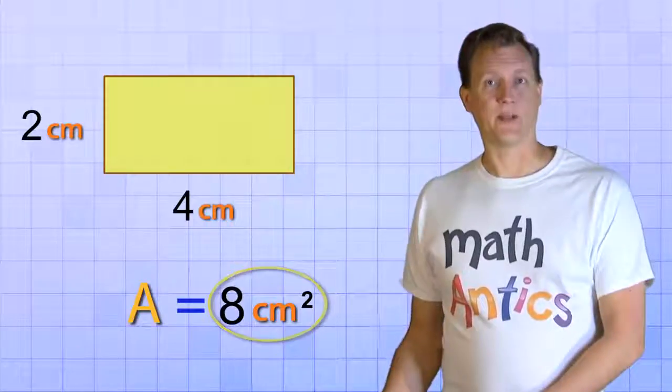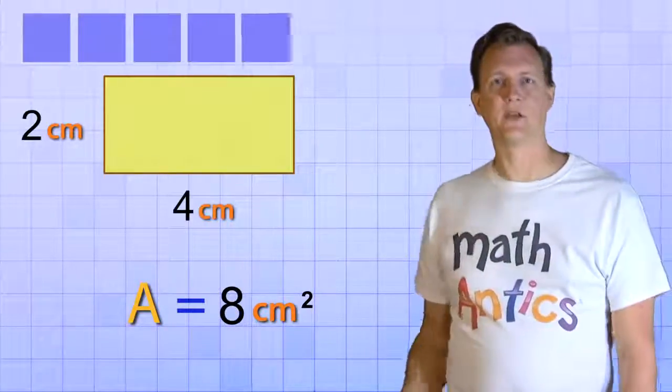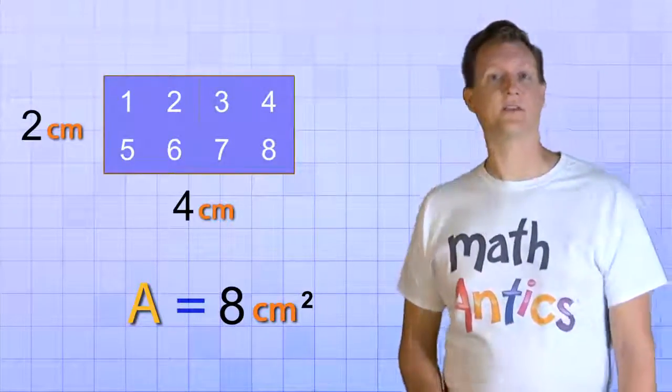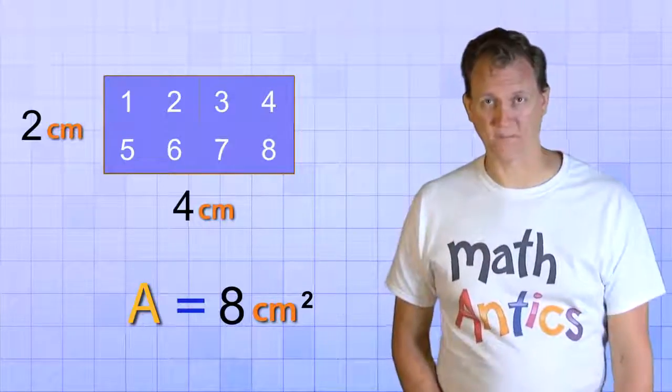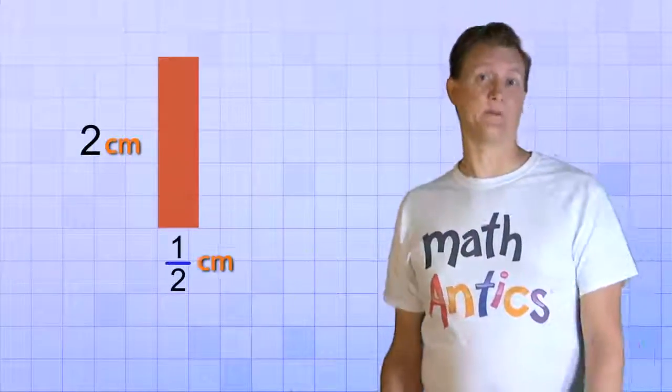And we can see that's correct if we bring back our original square centimeter. If we make copies of it, you can see that exactly 8 of those square centimeters would be the same area as this rectangle. Great. Let's try our formula on one more rectangle. This rectangle is 2 centimeters long, but only half a centimeter wide.